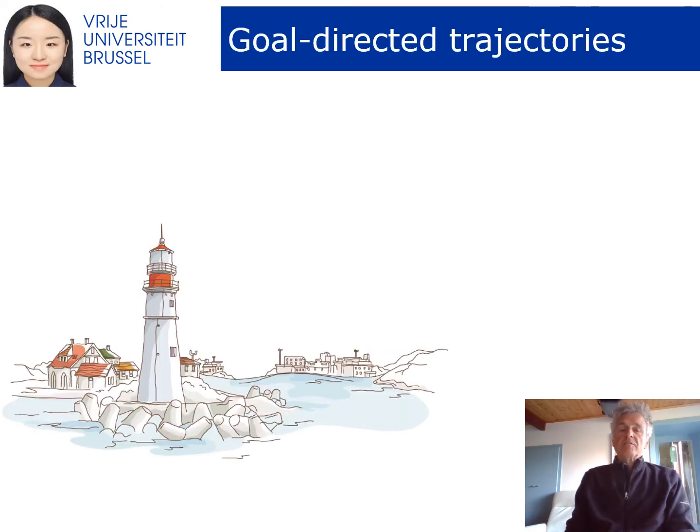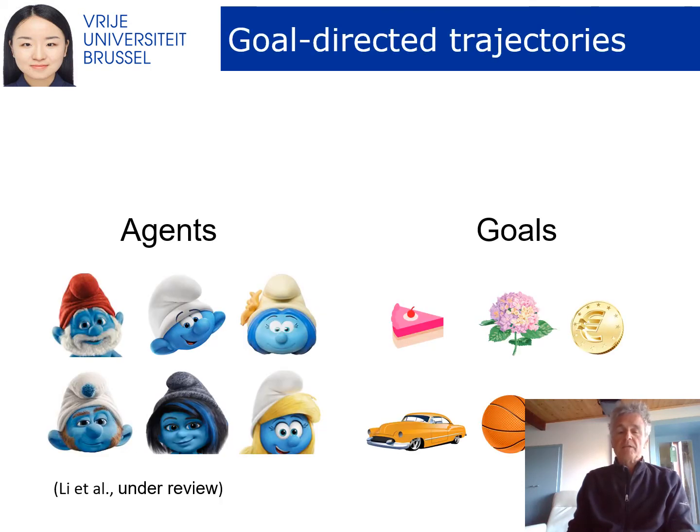Another one is in which we developed a number of goal-directed trajectories. Like this, we had a number of agents, as you can see, the blue Smurfs. These are the little Belgian heroes, and they pursue a number of goals, and each of these Smurfs has a preference for one of the goals. And we asked the participants to learn what their preference was, and also to memorize the trajectory that they took.